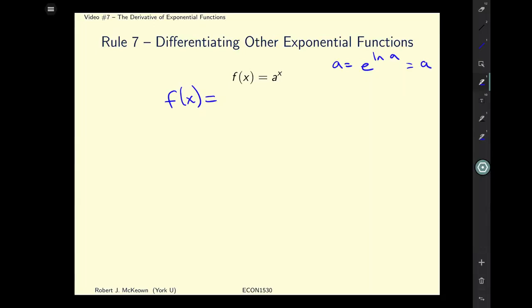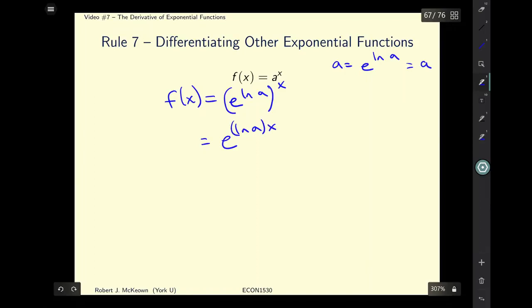And so f of x is going to be equal to, in this case, e to the log a, and that whole thing to the power of x. And when we've got this whole thing, including the base, to the power of x, we can rewrite it as e to the log a times x. Make sure that we separate the log a from the x. It's not log a of x, or the log of ax, it's the log of a, that whole log multiplied by x. That makes sense.